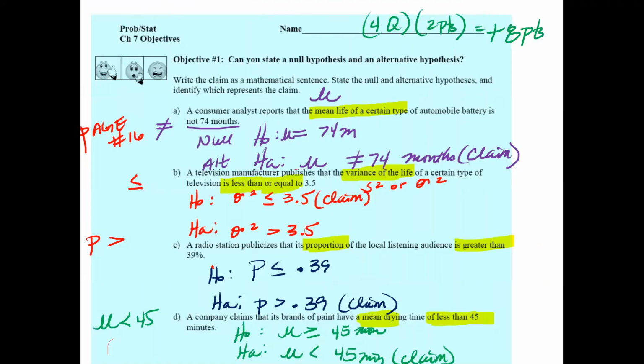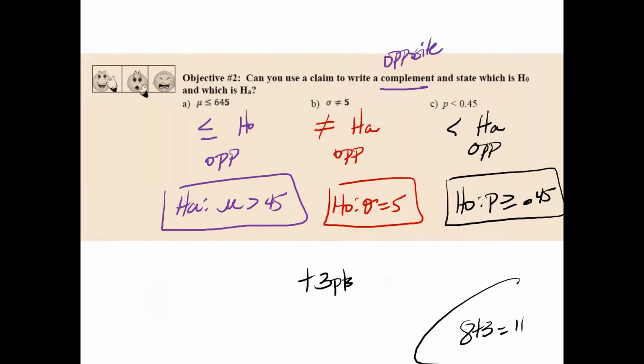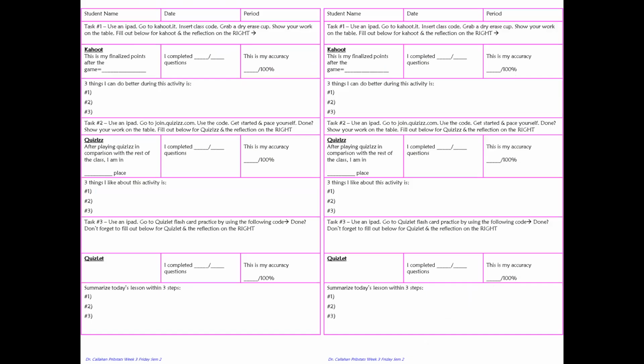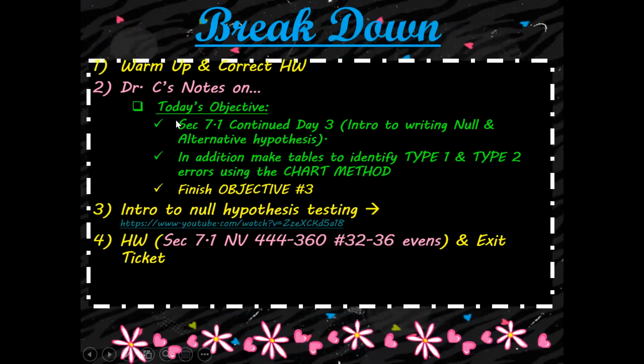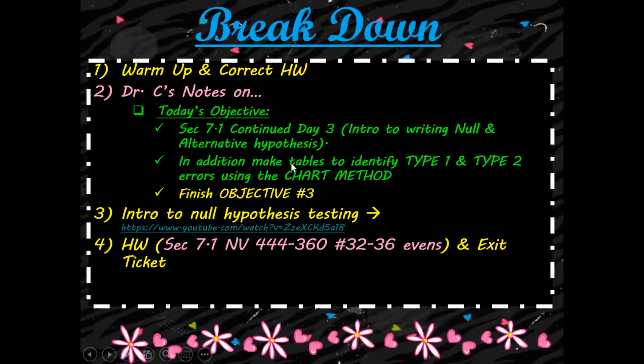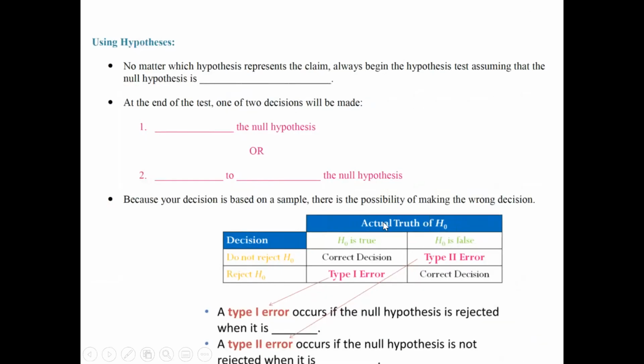And then we also went over objective number 1. So make sure you have these answers under objective number 1, and then of course objective number 2 as well. All right, with that said, let's go ahead and get started. Here we go. This is what we're going to be talking about today. We're going to talk about making a table to identify type 1 and type 2 errors using a chart method. You're going to finish objective number 3, and then we're going to continue on with null hypothesis. Your homework tonight is 32 to 36 evens, and it is on the Google Doc, so make sure you check that out. With that said, let's go ahead and get started with this.